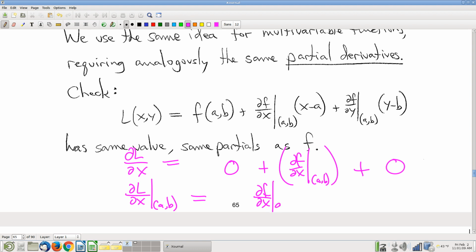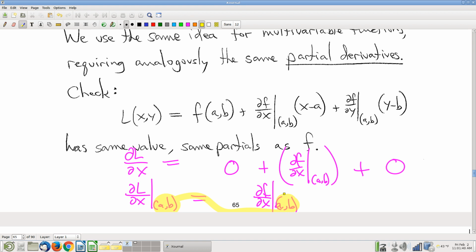A comma b. And so as hoped, as we were expecting, the partial of L with respect to x is the same as the partial of f with respect to x at this point A comma B. Now I don't know what's happening at other values. Who knows? I'm just talking about just at the point A comma B. At the point A comma B, f and L have the same partials. We saw previously f and L have the same value. Now we see they have the same x partial.